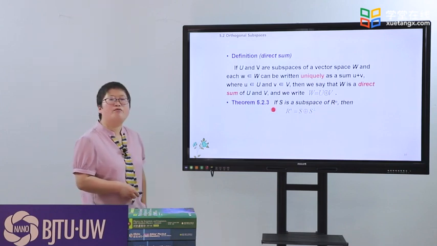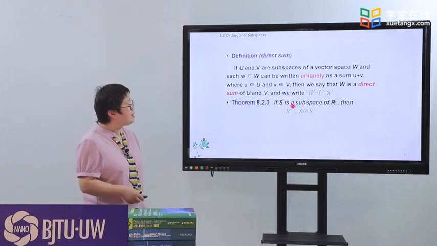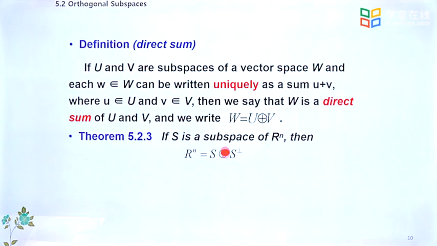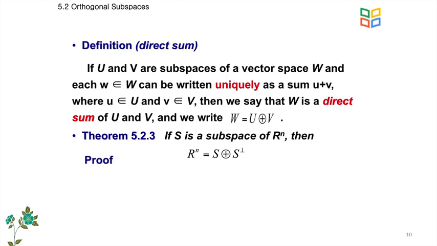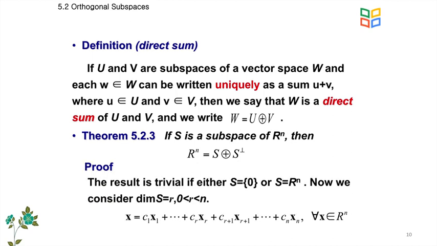Then we have this theorem 5.2.3. If S is a subspace of Rn, then Rn equals S direct sum S orthogonal complement. So how do we show this theorem? We use this way. The result is trivial if either S equals the zero vector only or S equals Rn. So this is a trivial case. Now we consider the general case where the dimension of S equals r, where r is greater than 0 and smaller than n.